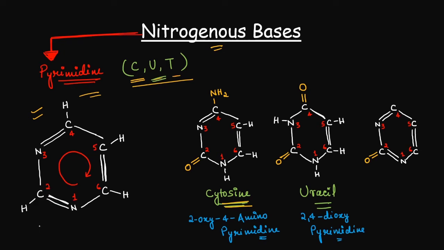Okay. Now if you know the structure of uracil, you can easily draw thymine. Remember we discussed that thymine and uracil have similar structure. Uracil has 2 oxy groups on the second and 4th carbon. Thymine also has 2 oxy groups on the second and 4th carbon. The only difference is it has an additional methyl group on the 5th carbon. Thymine is also known as methylated uracil. So it is similar to uracil, with 2 oxy groups on the second and 4th carbon, and it will have a methyl group on the 5th carbon.